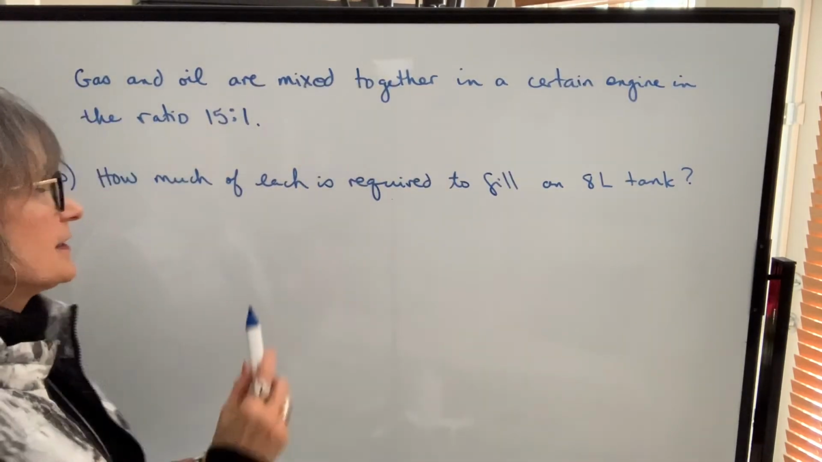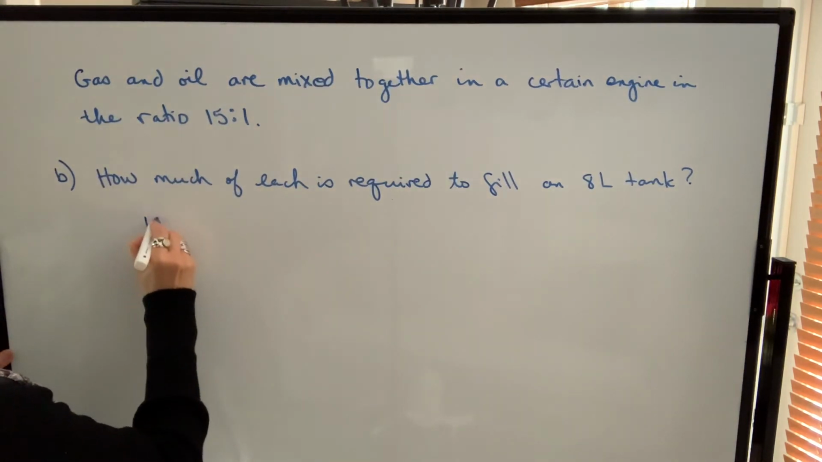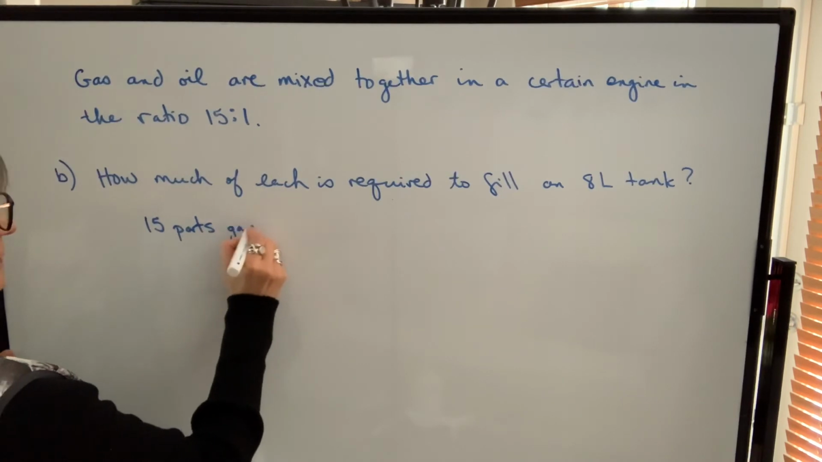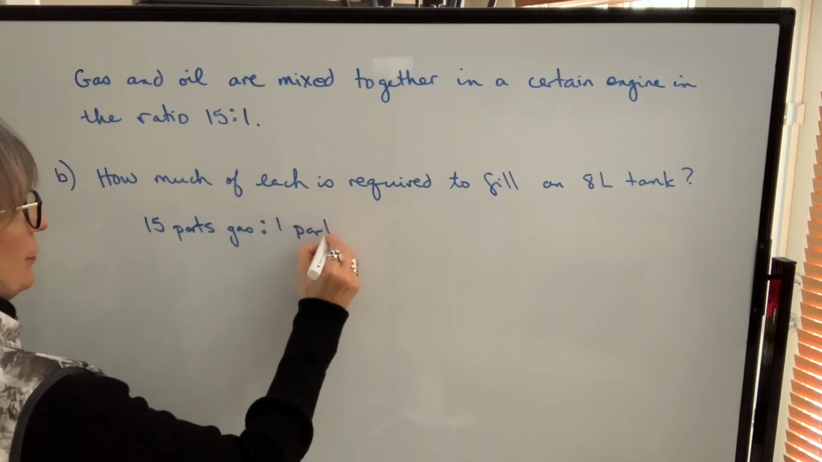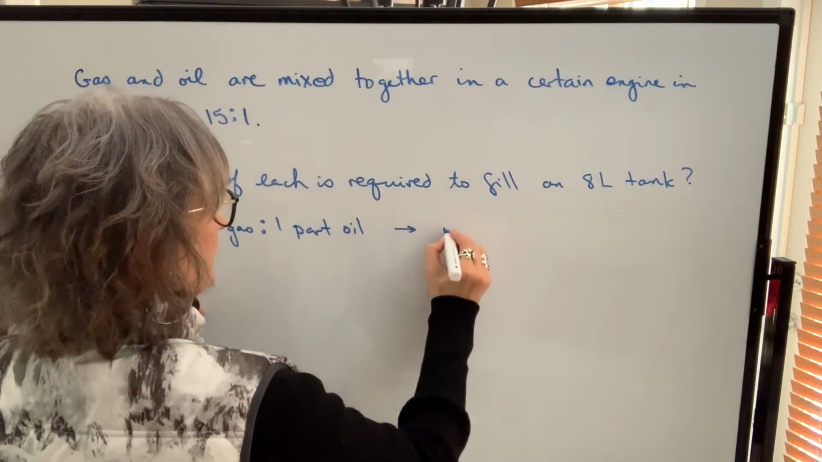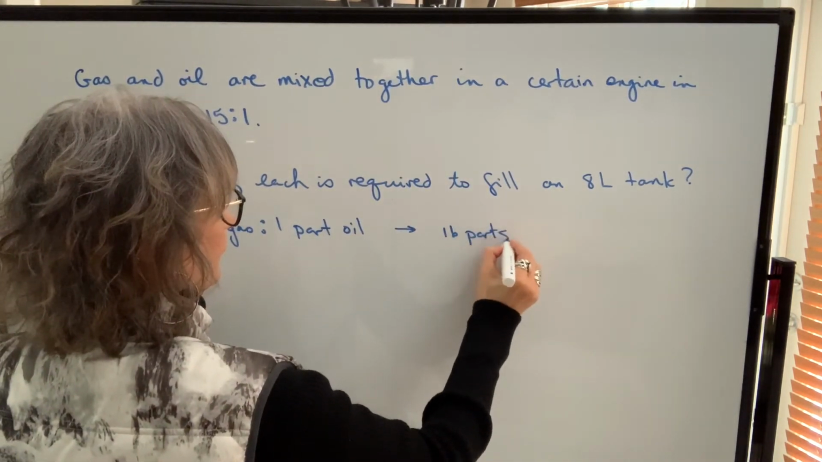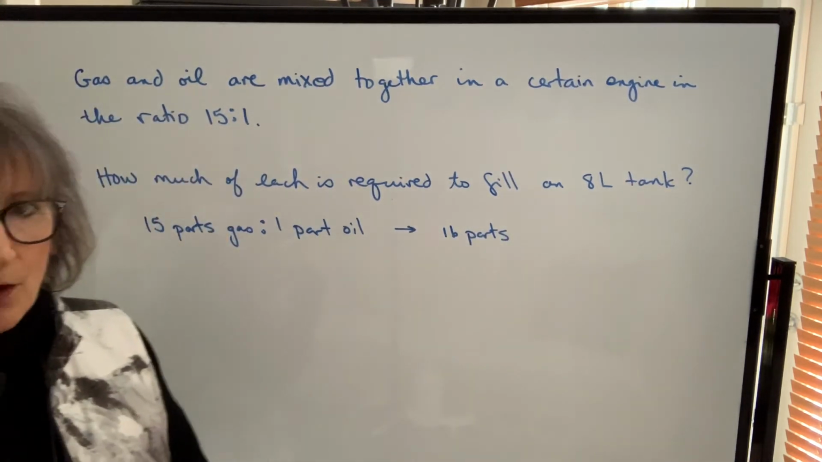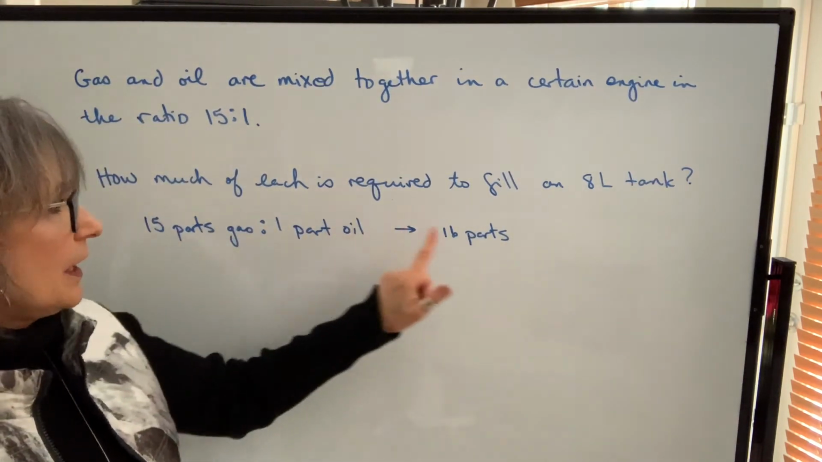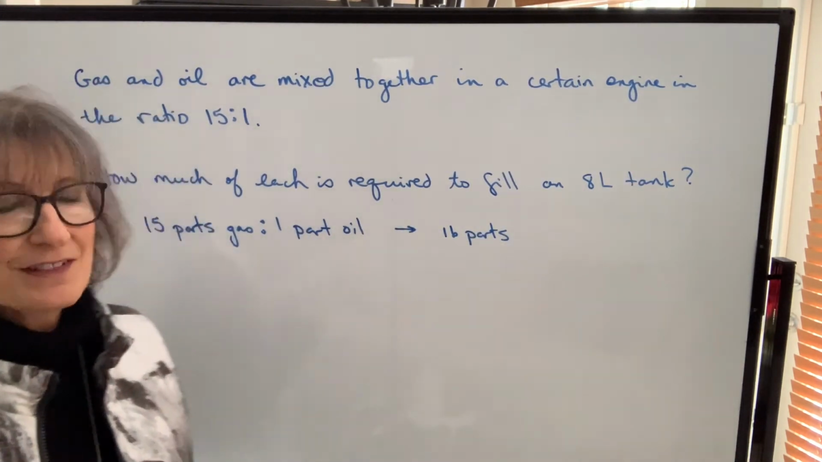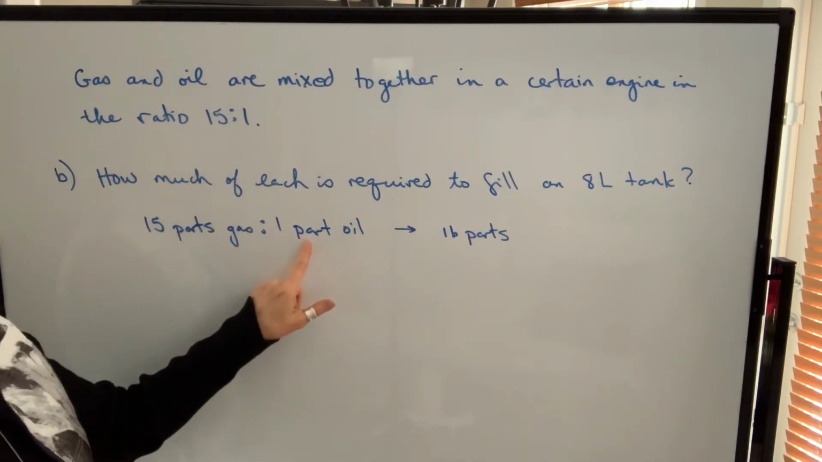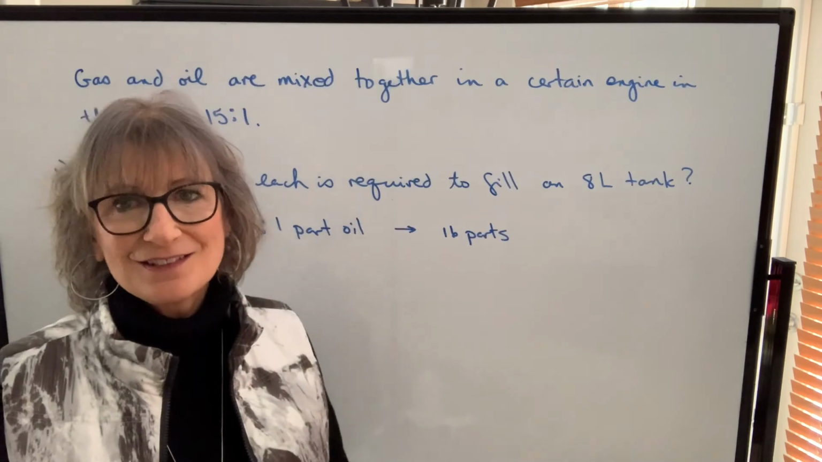What you need to do is think of the ratio 15 parts gas to 1 part oil. So in total, we have 16 parts. Now the fraction of the total that the gas will be is 15 out of those 16 parts. The fraction or portion of that mixture that will be oil will be 1 part out of that 16.